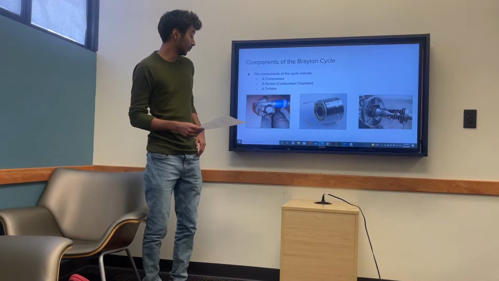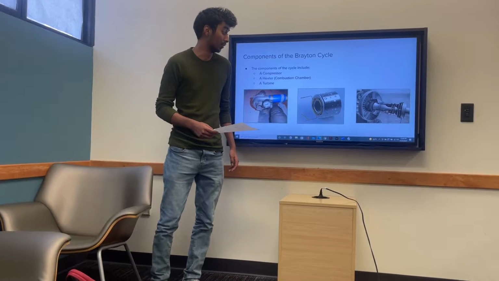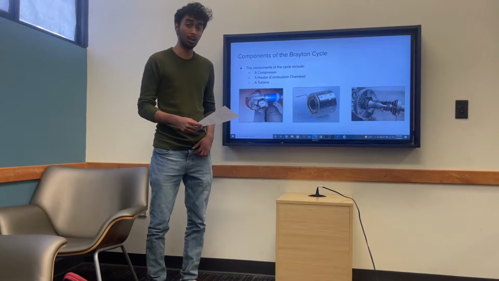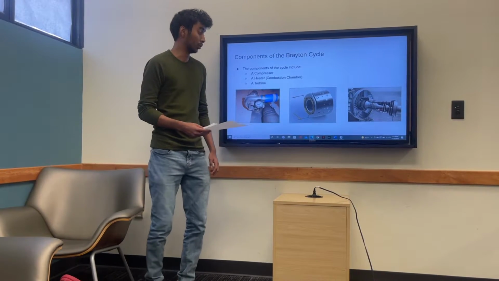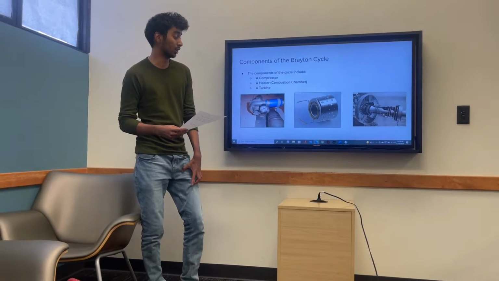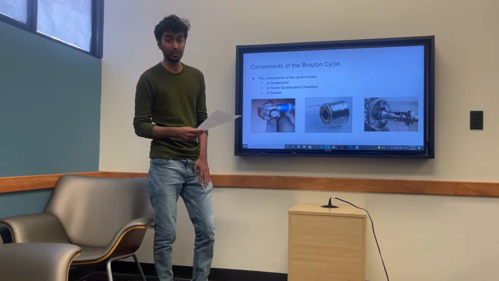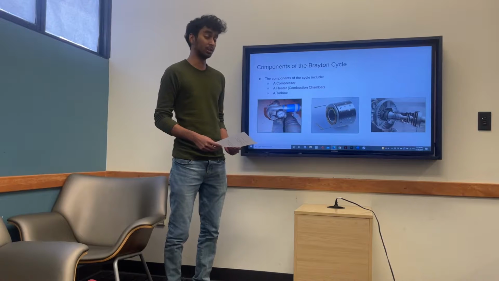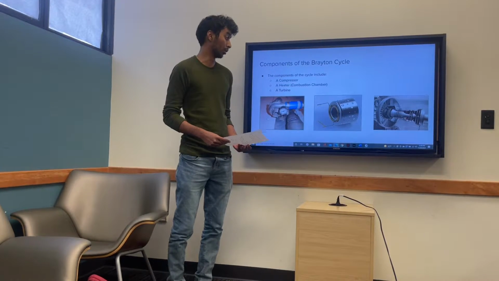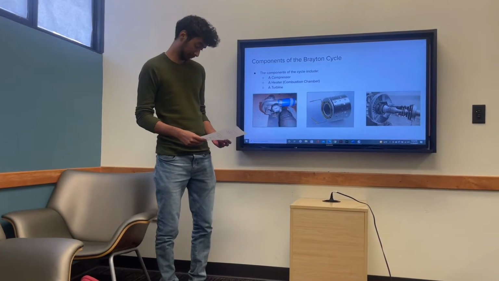The turbine consists of a shaft and multiple blades, in which the combusted air reaches the turbine and does work against the turbine blades and spins the shaft, creating work for the turbine.